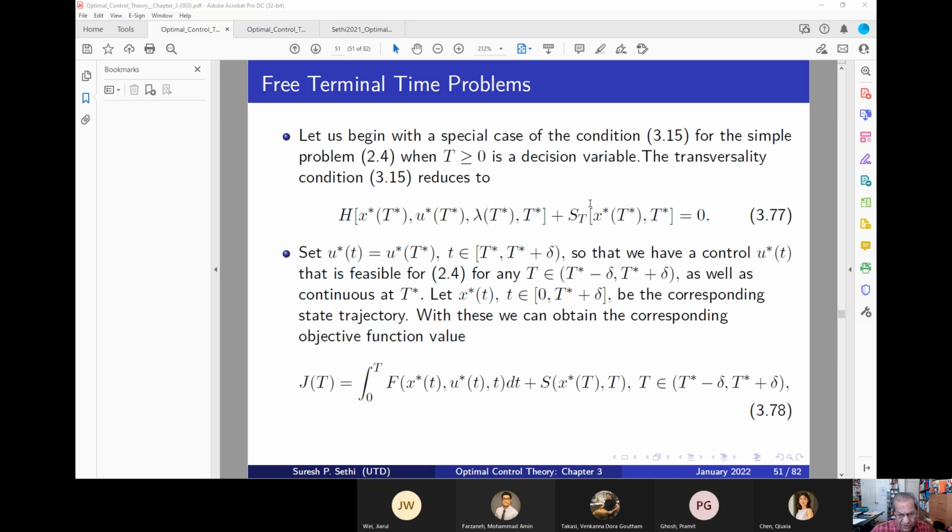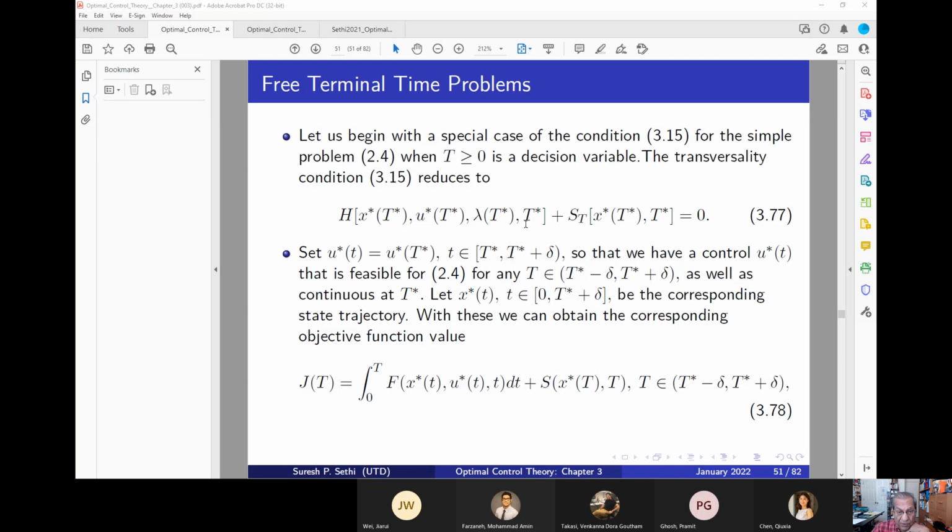The free terminal time condition is this condition. And there are ways to prove it. But now that we have some understanding of what's going on, I'm going to give you some reasoning behind that condition, because this condition looks kind of ugly. It doesn't say anything in terms of how.